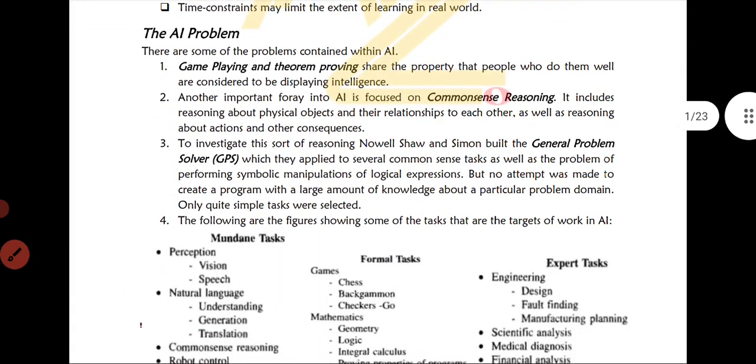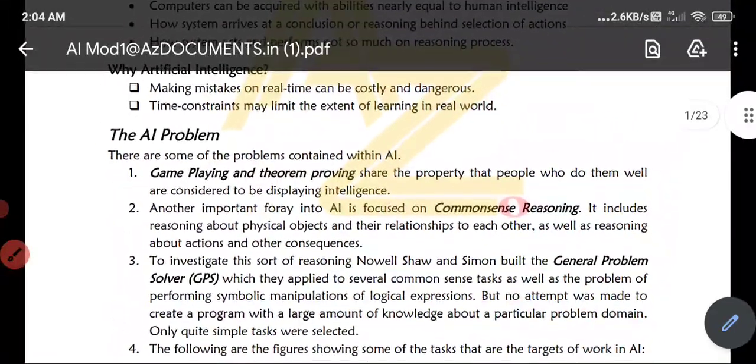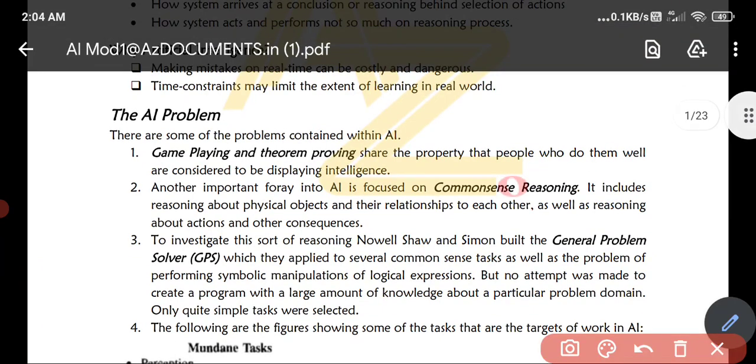And moving on to the next concept, that is AI problem. Here we have a lot of problems in AI that is discussed. There are three main problems, that is game playing and theorem proving, common sense reasoning, and GPS, that is general problem solver. Game playing and then theorem proving, in order to prove a theorem, say for example Pythagoras theorem or many more theorems which are available in our syllabus or any other syllabus, it requires a lot of knowledge. Still AI is learning to prove that theorem. So that is one problem with the AI. And even in game playing, to play a game which is not simple is a very difficult task, that is a problem with the AI.